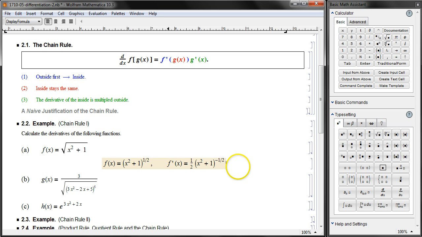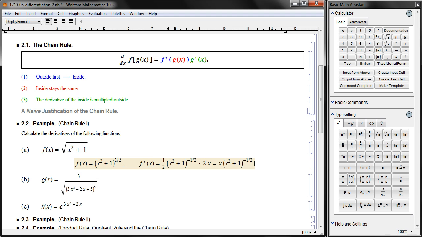Let's go to step 3. Here comes the derivative of the inside. Like a dangling chain, we have to multiply, and that completes the problem. But if you simplify this, because this 1/2 and that 2 cancel out, you're going to get x squared plus 1 to the negative 1/2 power, and I'll call that the completed problem.